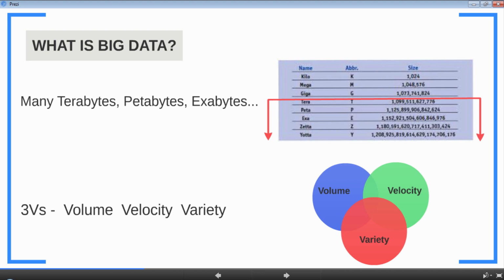So, whenever you're asking yourself whether I have a big data problem or not, take these three V's, volume, velocity, and variety, into consideration. This will guide you in understanding whether the problem you're facing now is a big data problem or not.